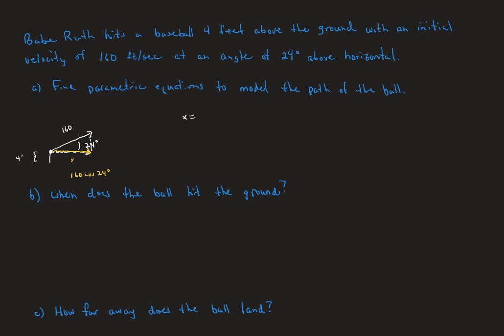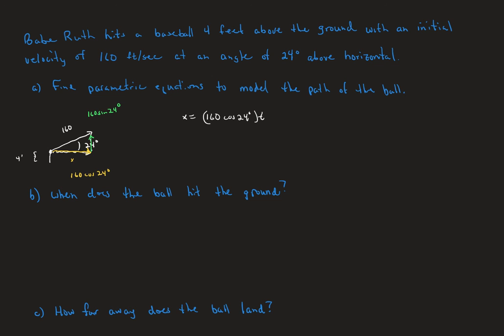And there's nothing impeding its progress because we're not going to take into account air resistance. So that's going to be 160 cosine of 24 degrees times t, our motion in the horizontal, the x direction. The component of that vector that goes vertical, that y component, is going to be 160 sine of 24 degrees.